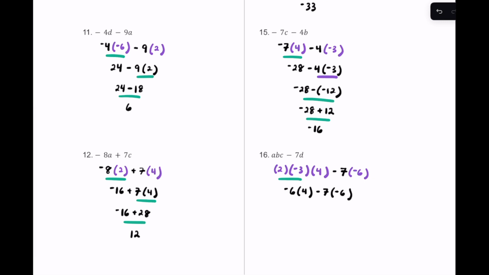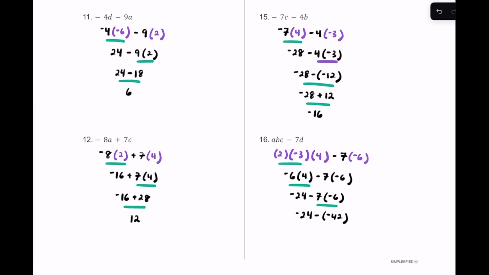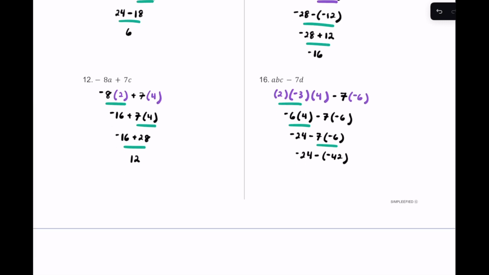Now we have two multiplication problems left. We'll do the one on the left first. So negative 6 times 4 is going to be negative 24 minus this 7 times negative 6. Now we're going to go ahead and multiply 7 times negative 6. That's going to be our last multiplication problem here, and that's going to be taking away a negative 42. And again, these subtraction problems can be a little tricky with all these negatives and minus signs, so let's go ahead and rewrite this as an addition problem.